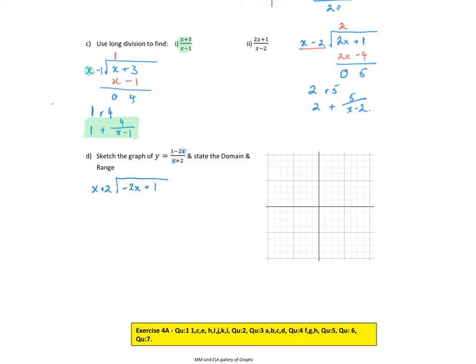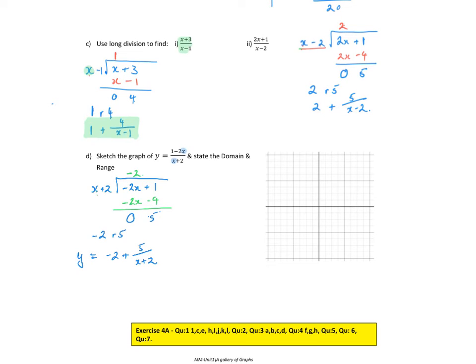Again, what do I multiply x by to get negative 2x? It's minus 2. Negative 2 times x is negative 2x. Negative 2 times 2 is negative 4. Subtract them. Negative 2 minus a minus is a plus 2, so it's 0. 1 minus minus 4 is 1 plus 4, which is 5. So again, negative 2 remainder 5, or y is equal to negative 2 plus 5 over x plus 2.